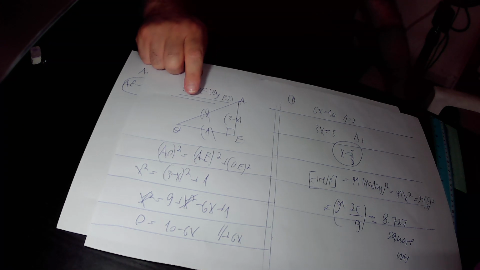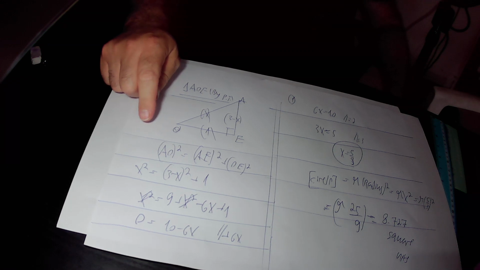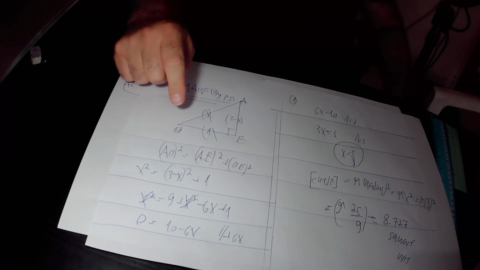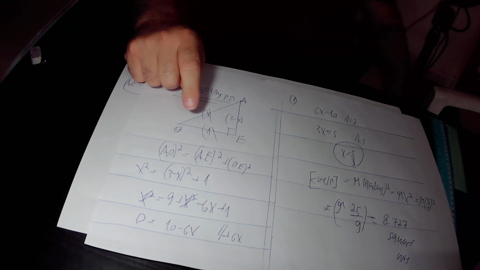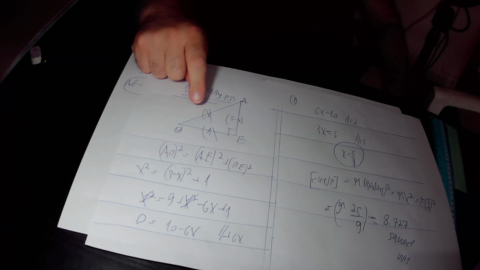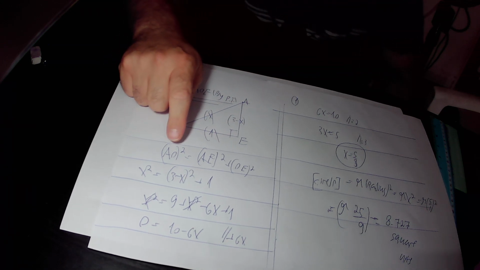The hypotenuse AO is x, therefore AO squared is x squared, and it equals AE squared plus OE squared. AE is 3 minus x, therefore AE squared is (3 minus x) squared. OE is 1, therefore OE squared is 1 squared, that is 1. So in total, we find that x squared equals (3 minus x) squared plus 1.